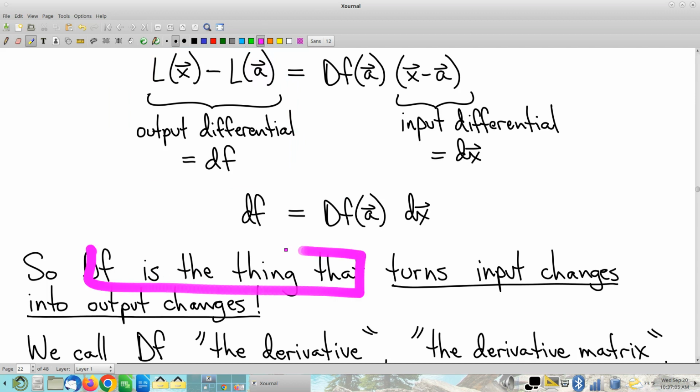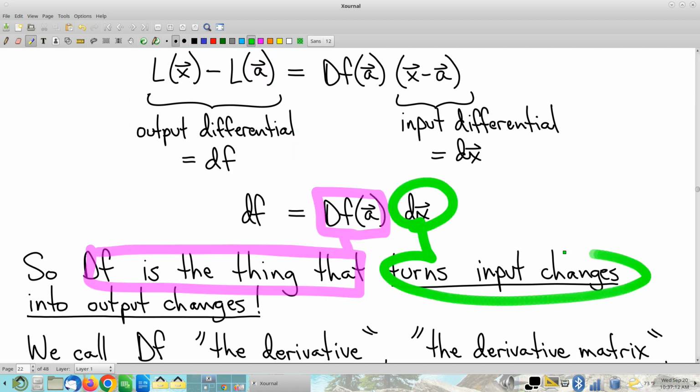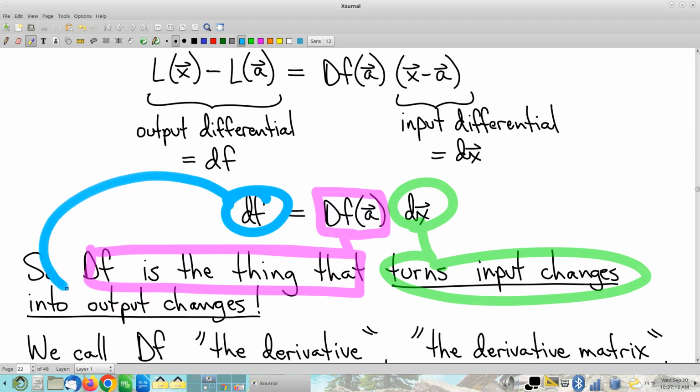df is the thing that you multiply by input changes to get output changes. And again, first thing I wrote down in the chapter 2 notes is that this fundamentally is what a derivative is. Every derivative you've ever seen fundamentally has this property. It turns input changes into output changes some way or another.